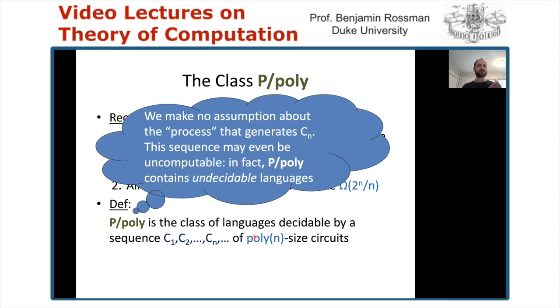And just to reiterate the point, we make no assumption about the process that generates these circuits, C_n. In fact, the sequence of circuits can even be uncomputable. Moreover, P/poly, you can easily show, even contains undecidable languages. You can sort of hardwire an undecidable language into this sequence of circuits.